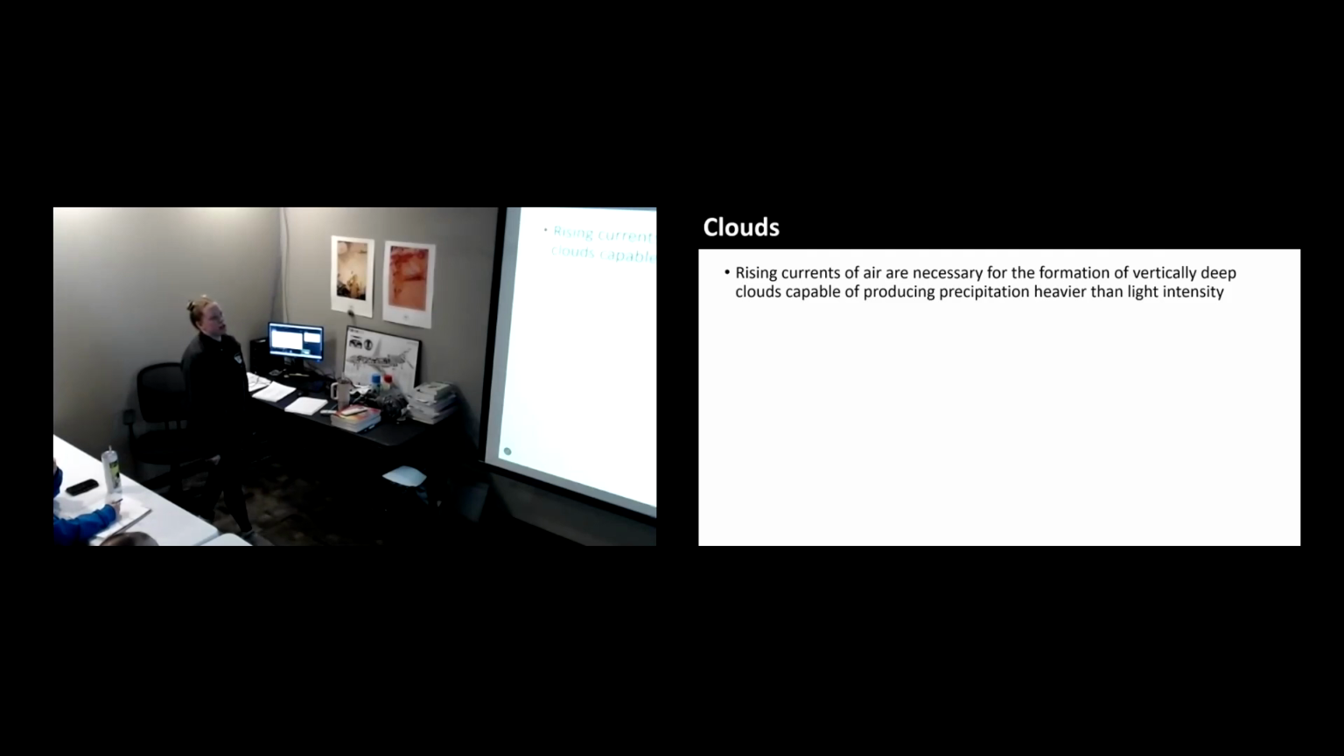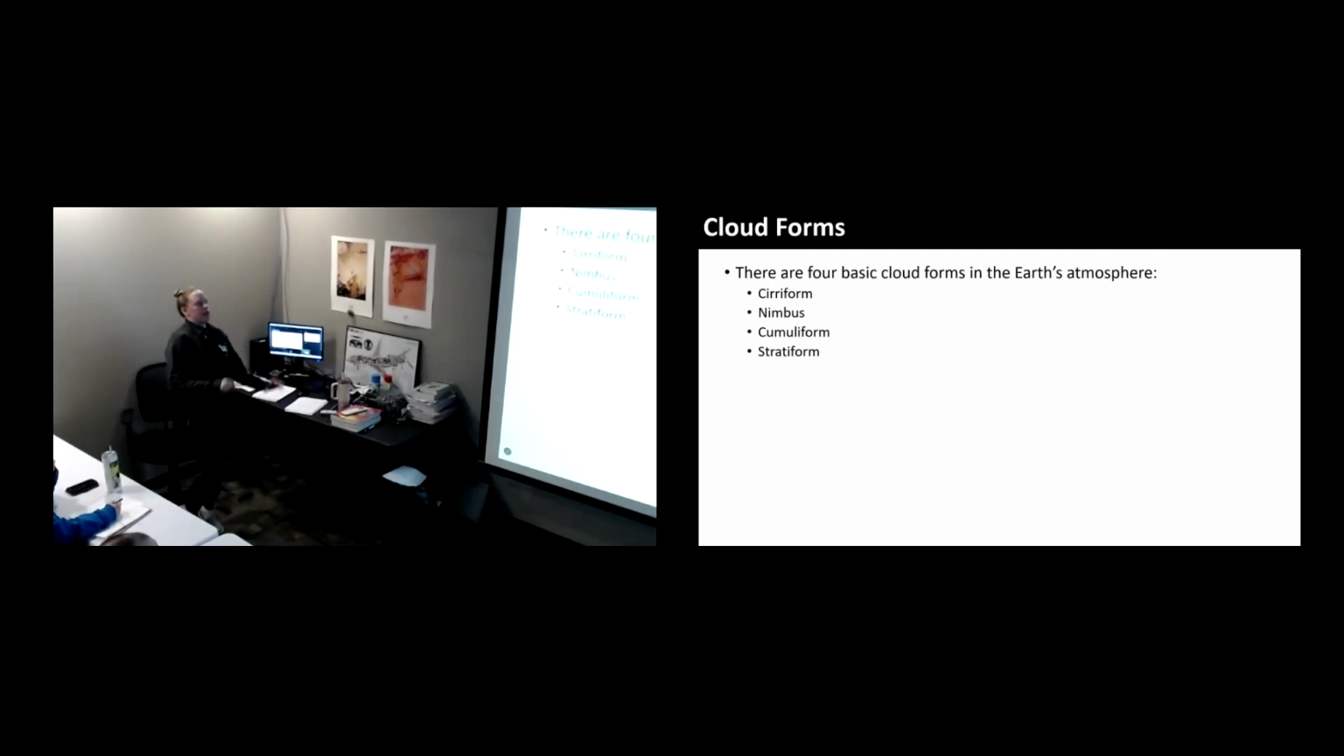For rain to form, you need vertically deep cloud. Rising currents of air are necessary for the formation of vertically deep clouds, which would then be capable of producing rain. There are 4 kinds. Okay, write this down: cirriform, nimbus, cumuliform, and stratiform. Does anybody know what nimbus means? Rain. Yes, but thunderstorm as well.